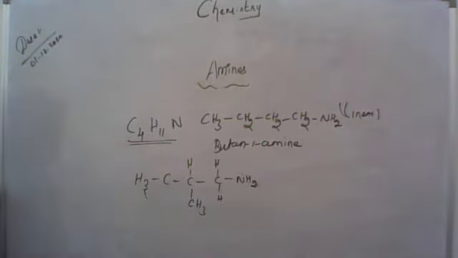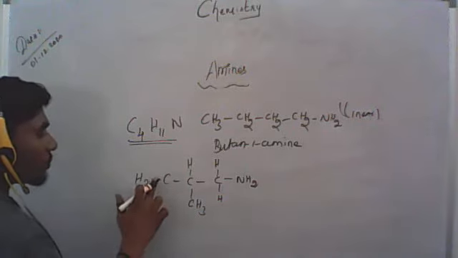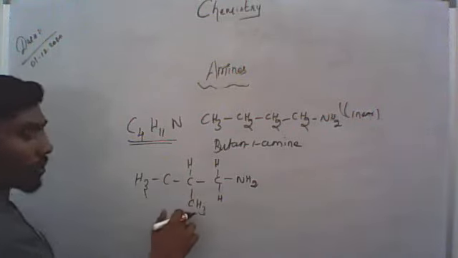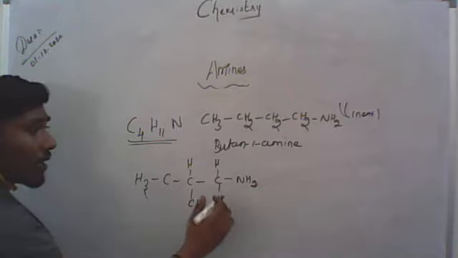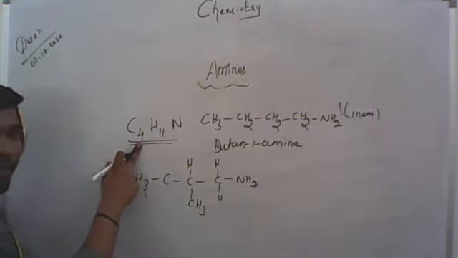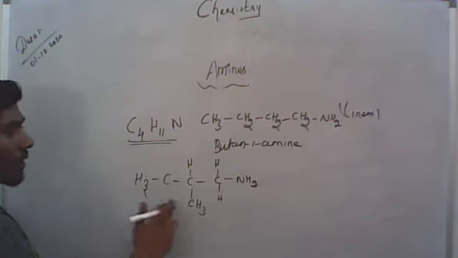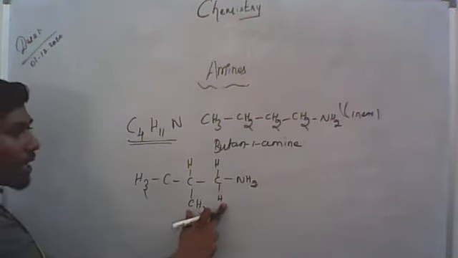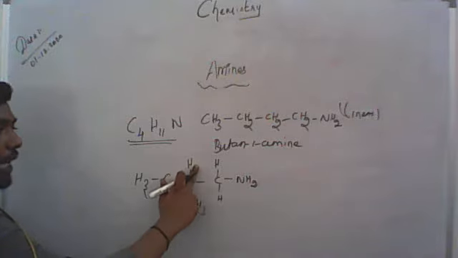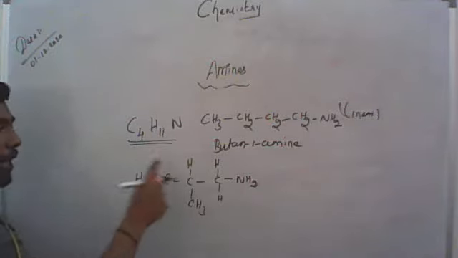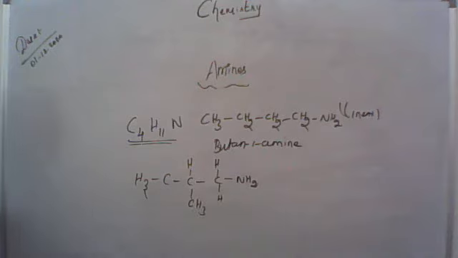Now count the number of carbons: 1, 2, 3, 4. There are 4 carbons present here. So the molecular formula is C4, then hydrogen 11. Number of nitrogens is 1. What is the name for this compound?